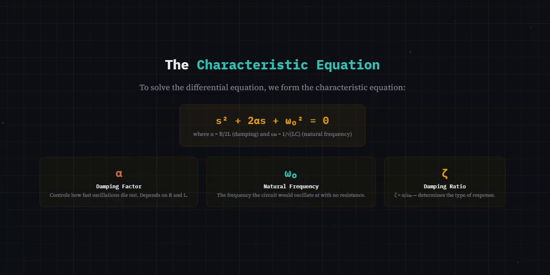To solve the equation, we form the characteristic equation, s squared plus 2 alpha s plus omega naught squared equals 0. Alpha is the damping factor, determined by R and L. Omega naught is the natural frequency, determined by L and C. And the damping ratio zeta, which equals alpha over omega naught, tells us exactly what kind of response we'll get.